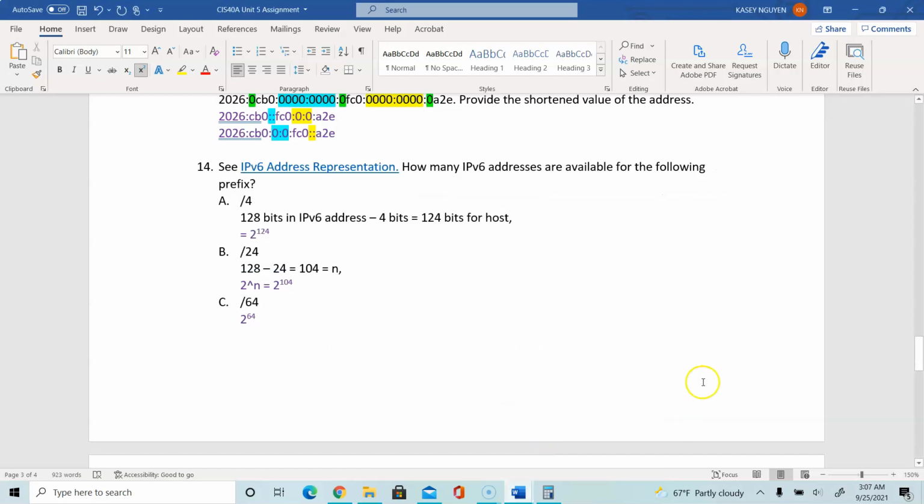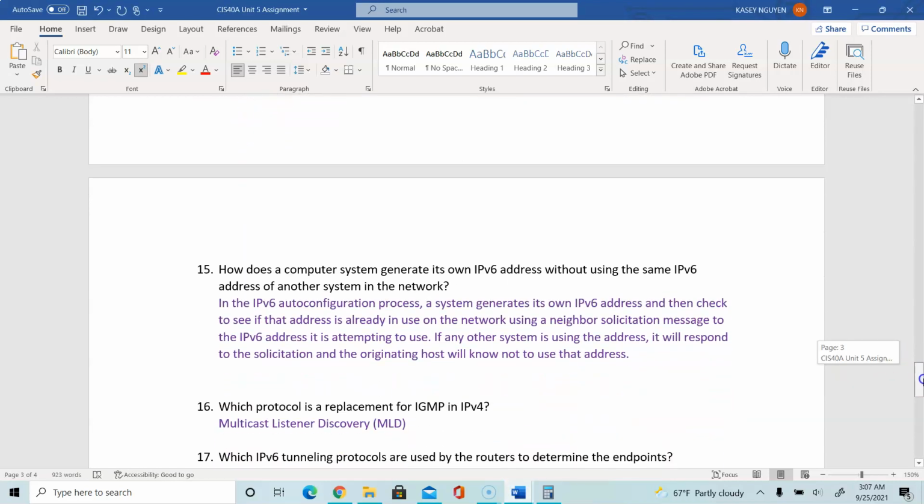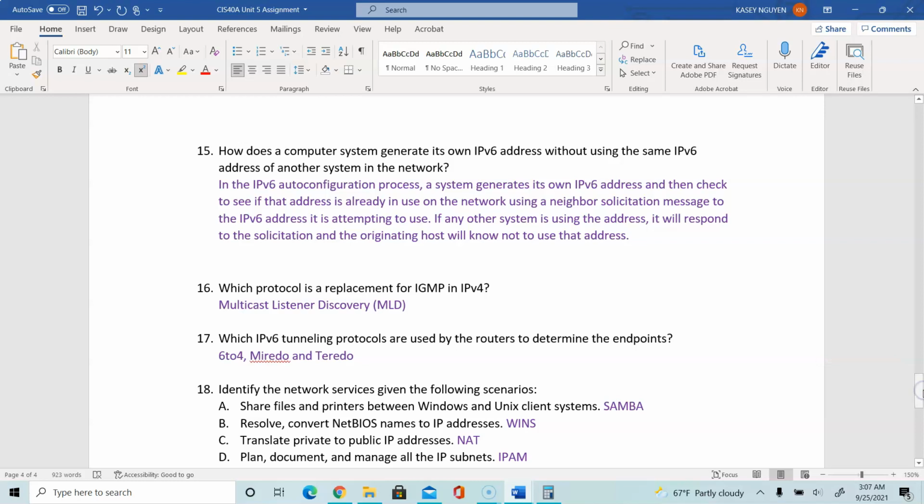So in the next few questions, it's going to ask you to answer this. For 15, how does the computer system generate its own IPv6 address without using the same IPv6 address of another network? It uses the auto configuration process. It would generate an IPv6 address, then check to see if it's already in use in the network through neighbor solicitation message. So it's just to check to see if any other people would have that address.